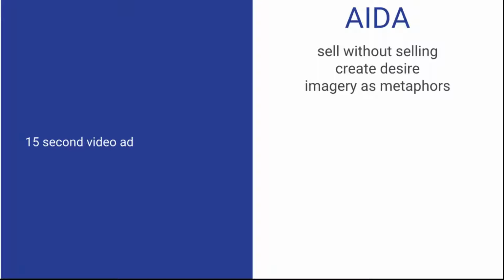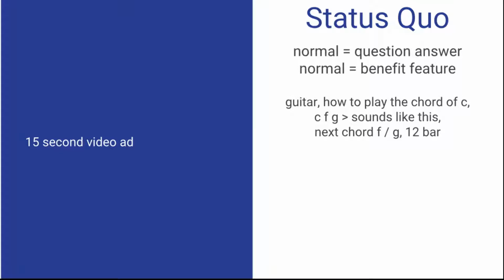So how do we do all of that? The status quo is normally we ask a question and then answer it, or we do a benefit and then a feature. I know most people do feature benefits, but strictly it should be benefit and then feature, because the feature is the fact and the benefit is the reason why they want it to start with. But that's kind of boring.